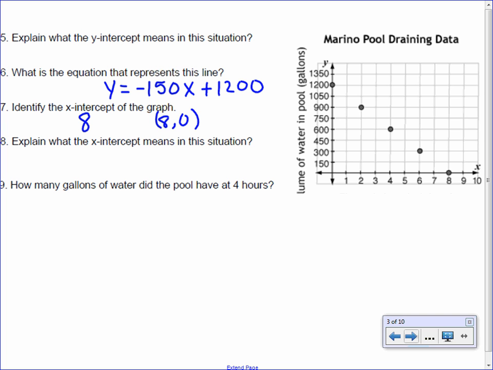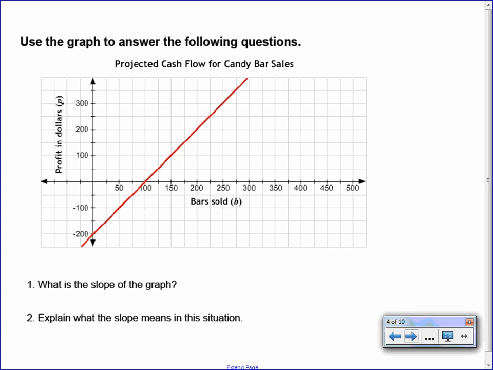It says how many gallons of water did the pool have at 4 hours? So we go to 4, we go up, then we go to the left, and we get an answer of 600 gallons. Now we continue to the next page.